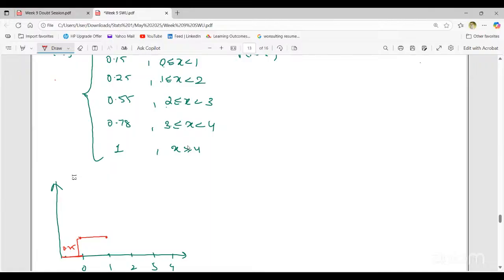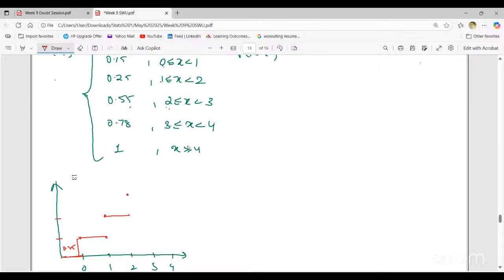Now 1 to 2. The value of x is 1 and it is going till 2. Before reaching 2, the value is 0.25. So now the value at 1 is 0.25, and this will be somewhere here. Now till 2, it will be 0.25. Now at 2, it will again jump to 0.55.